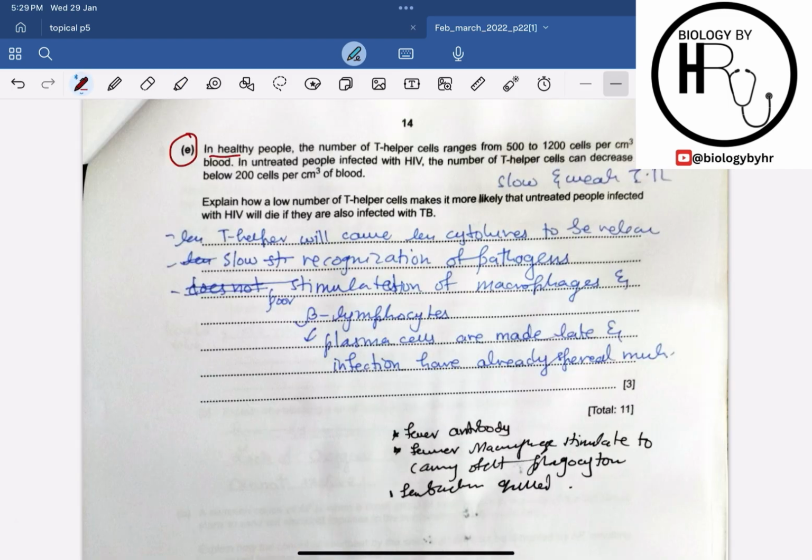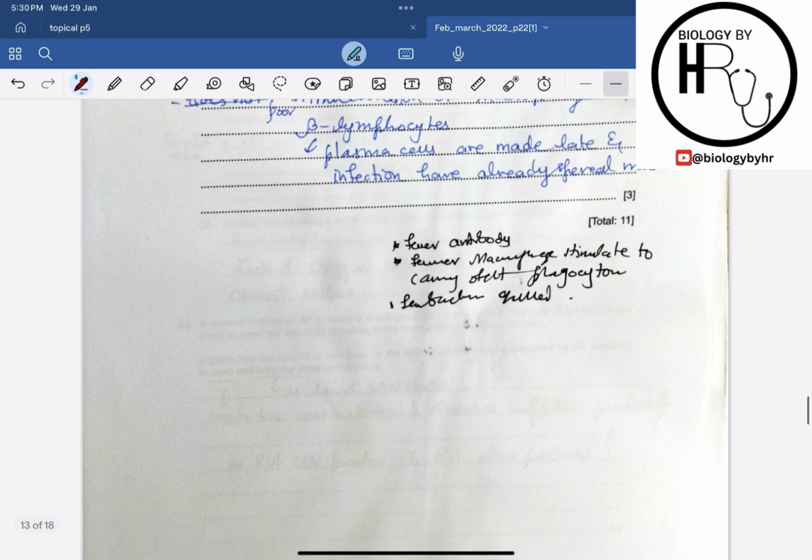Part E says that in healthy people the number of T helper cells ranges from 500 to 1200. In untreated people infected by HIV, the number of T helper cells can decrease to below 200 cells per centimeter cube of the blood, right? Now we have to understand the function of the T helper cells. Basically, T helper cells are considered to be the king of the immune system. They release chemicals known as cytokines, which activate the other cells of the immune system to carry out an immune response.